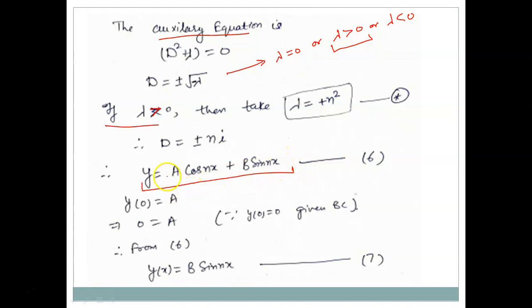Now apply the boundary conditions here. What are the boundary conditions? y at 0 is 0 and y at 1 is also 0. So when you put x equal to 0 here, this part gives you 0, and cos of 0 is 1, so in the right hand side this is a, and in the left hand side y at 0. But by the given boundary condition, y at 0 is 0, so a equal to 0. You got a equal to 0. Now put a equal to 0 here, so y of x equals this thing. This equation 7 gives the solution.